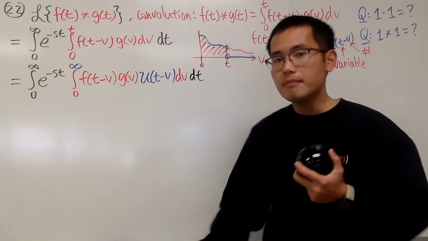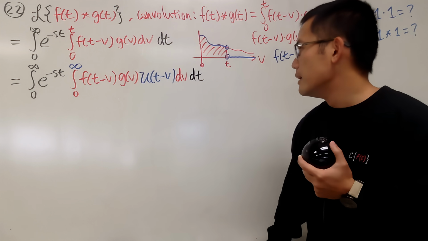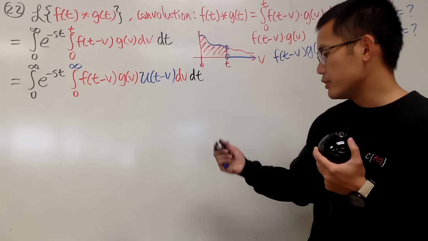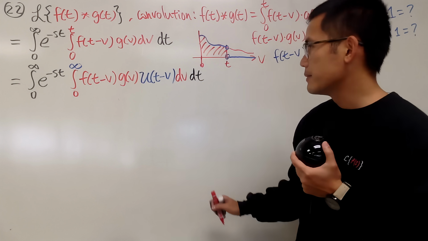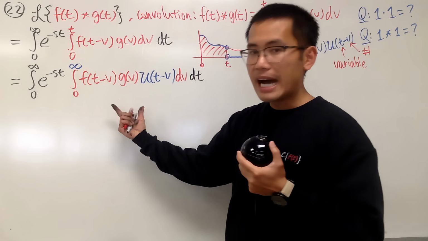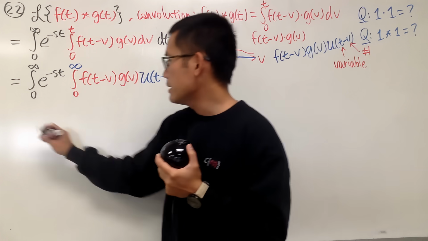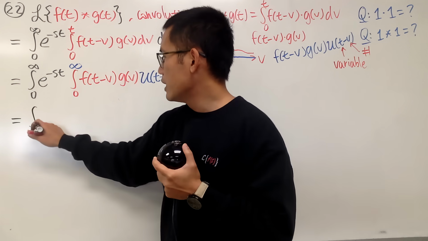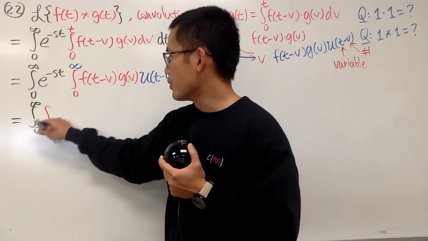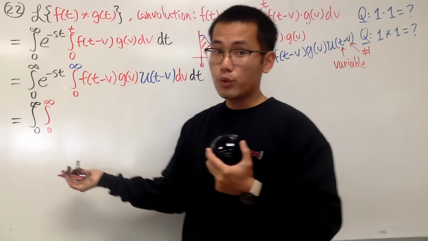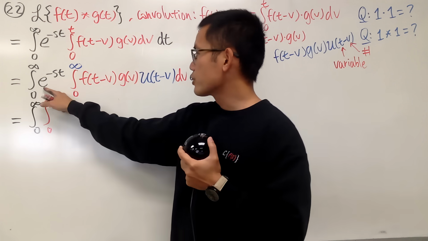Now, perhaps we'll just clean things up a little bit. I will do this in black and red. I will first put this inside, and then we'll switch the order of integrals. I will write this down in two steps. First, integral in black, and then integral in red. They are both going from 0 to infinity. I'm just going to put this inside.